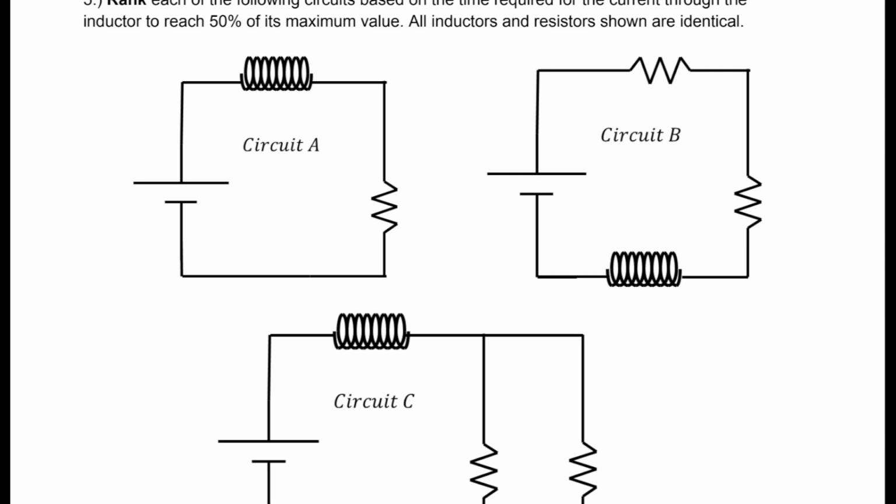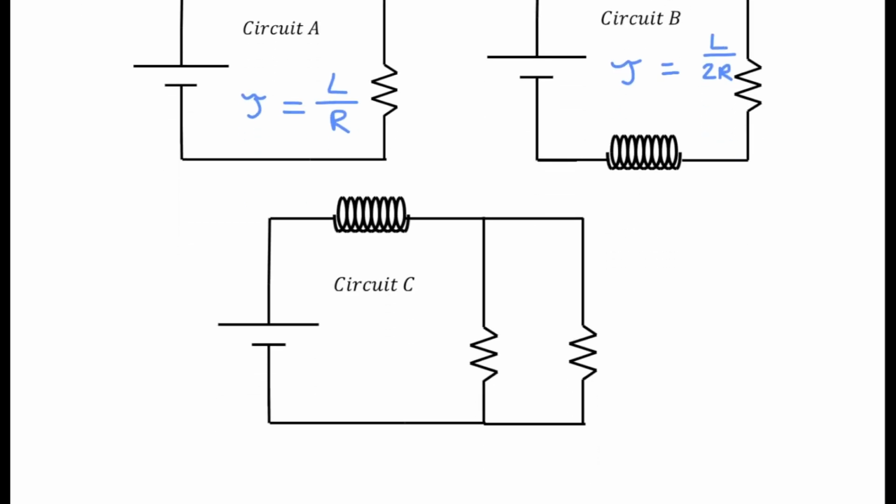So first, in circuit A, well, this is kind of our base case because it's just an inductor and a resistor. So tau for this circuit would be L over R. Since everything's identical, I'm just calling each one of the inductors having an inductance L and each resistor having a resistance R. Circuit B, we have 2 resistors in series. And if we're adding resistors in series, we are just adding their resistances. So this would be L over 2R.